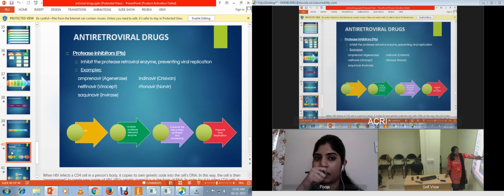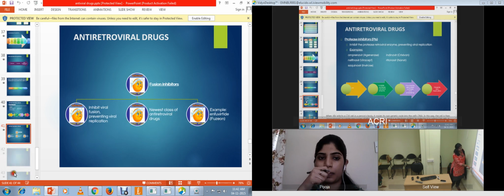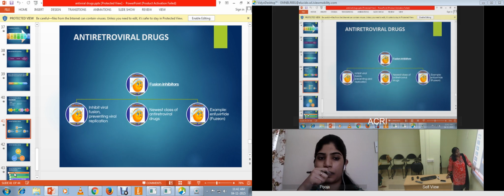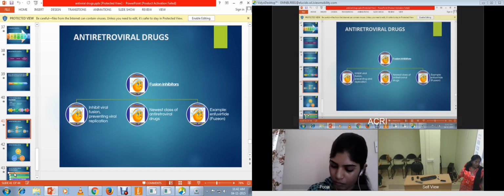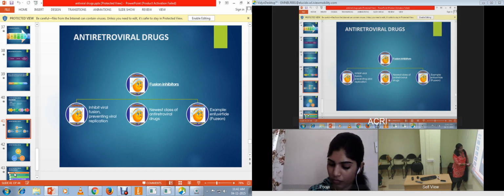Among antiretroviral drugs, here you can find nelfinavir, saquinavir, indinavir, ritonavir, all ending with VIR. Some inhibit viral fusion, preventing viral replication. The newest classes of antiviral drugs you have got, for example enfuvirtide, a fusion inhibitor. A new class of drugs which comes under antiretrovirals.